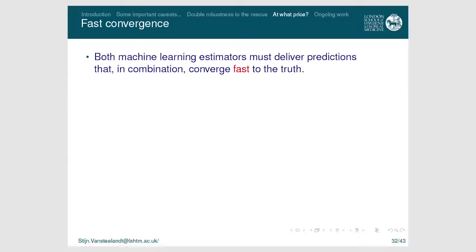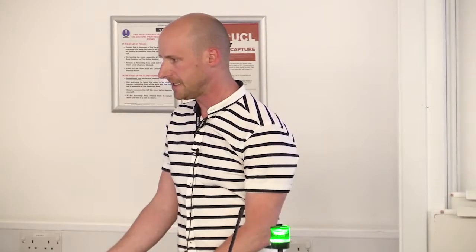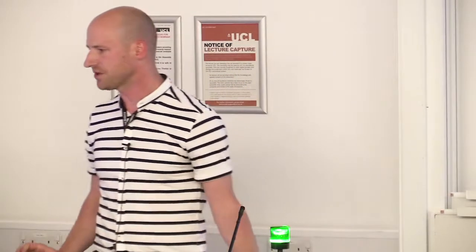I started off saying we have double robustness, and so only one of the models needs to be correct. But for valid inference, it seems that both need to be correct, which is a bit demanding. Finally, the last condition that the theory relies on is that both machine learning algorithms should give predictions that go sufficiently fast to the truth. I'll maybe not say too much about this.